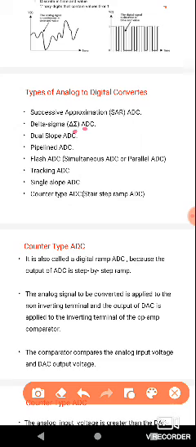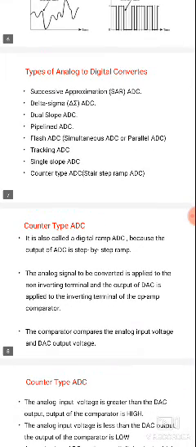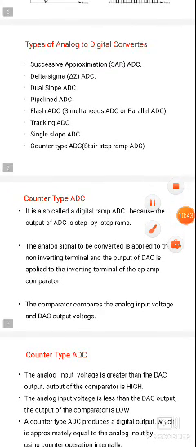The fifth one is the flash type analog to digital converter, which is also called the simultaneous analog to digital converter, or it is also known as the parallel type analog to digital converter. Next one is the tracking type analog to digital converter.